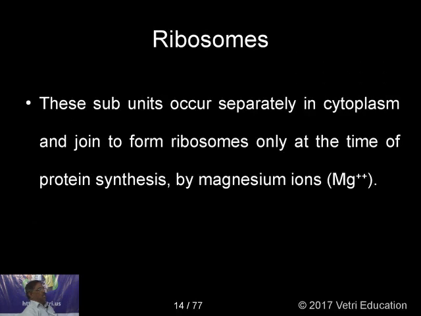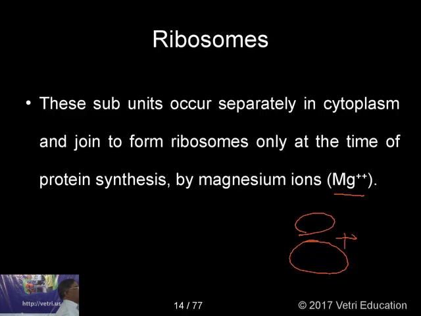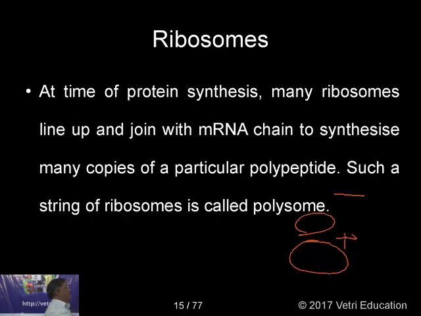These subunits occur separately in the cytoplasm. The small one and the bigger one are found separately in the cytoplasm and join to form ribosomes only at the time of protein synthesis. At that time, these two subunits join with the help of magnesium ions. At the time of protein synthesis, many ribosomes line up and join with an mRNA chain to synthesize many copies of a particular polypeptide. Such a string of ribosomes is called a polysome.